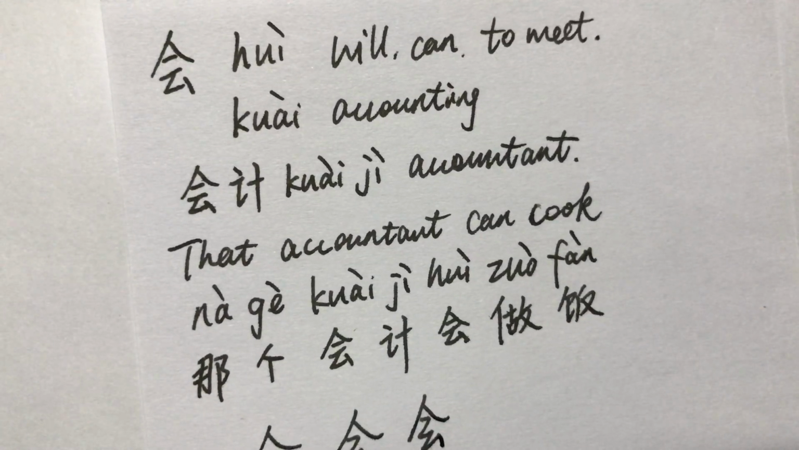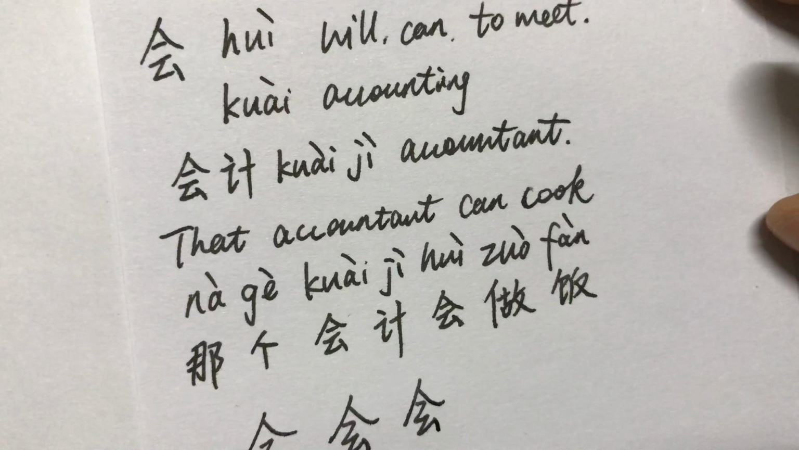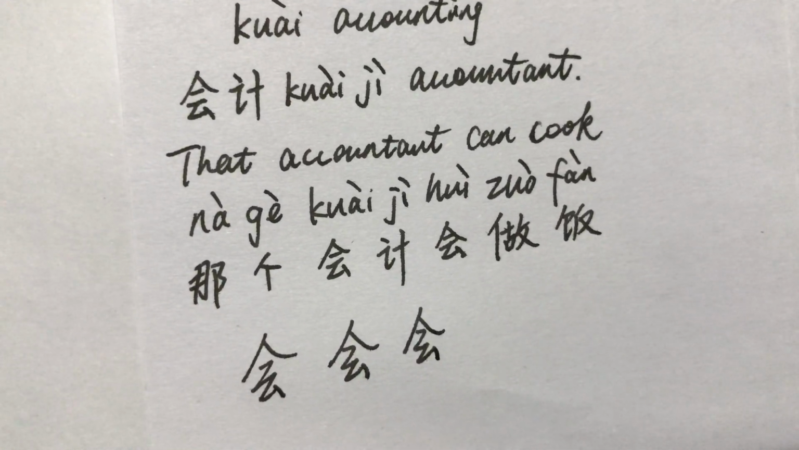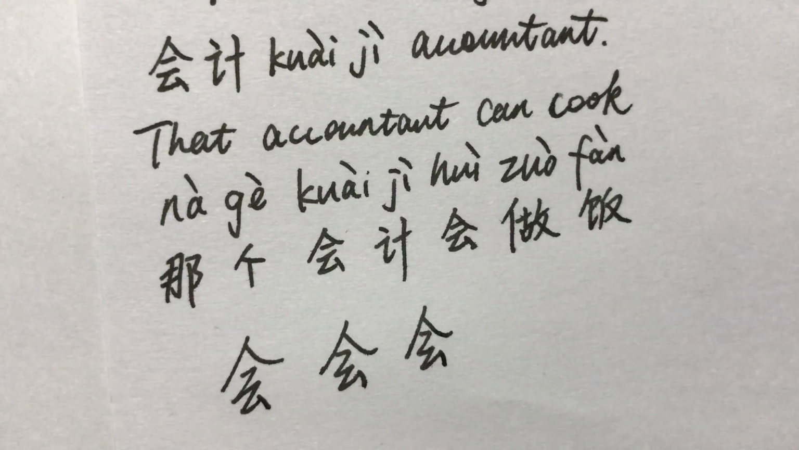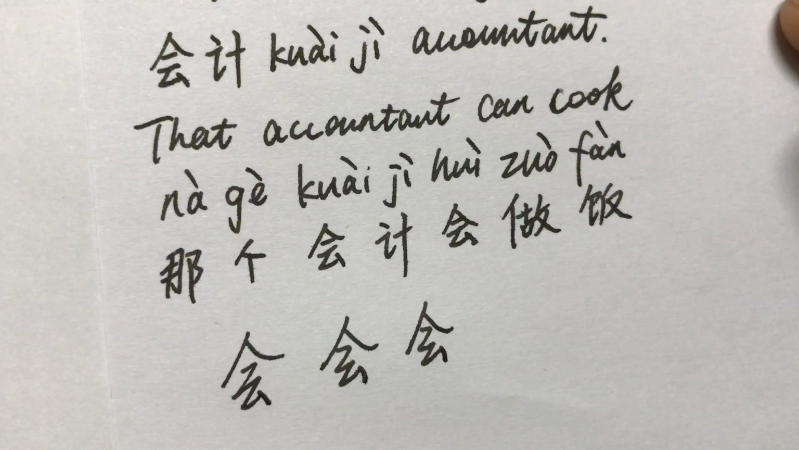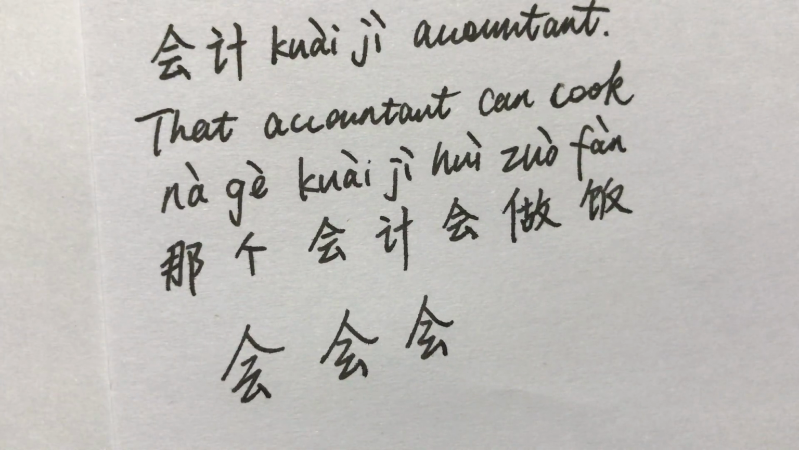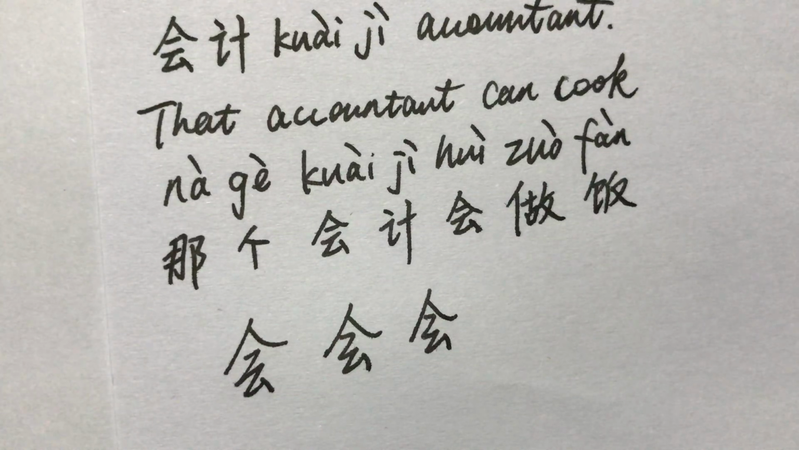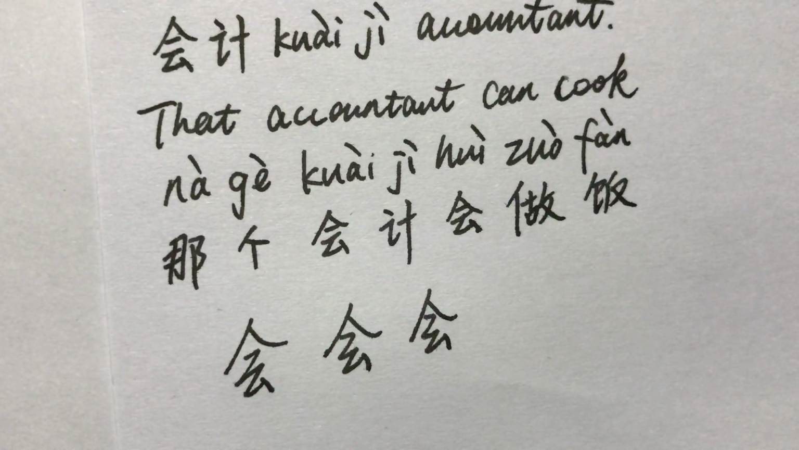会 will, can, 快 accounting, 会计 accountant. That accountant can cook. 那个会计会做饭。Please comment any words or sentence with Chinese character 会.